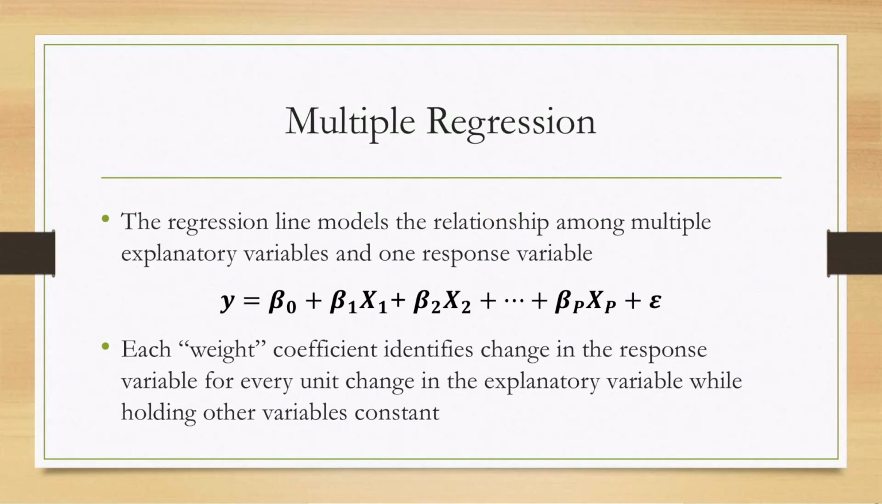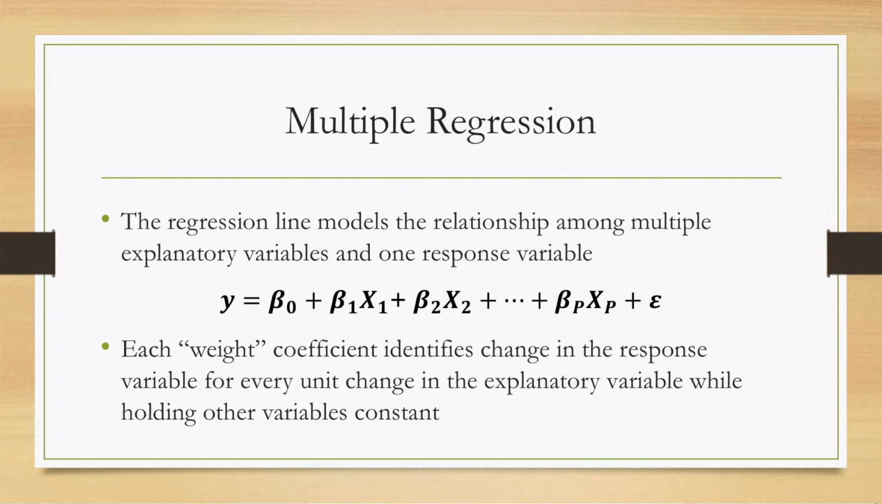Let's talk about multiple regression. We've gone through a fairly extensive review of simple regression in which we have one quantitative response variable and one quantitative explanatory variable. Multiple regression is an extension where we now have multiple explanatory variables, not just one. This states that the regression line models the relationship among multiple explanatory variables and one response variable.